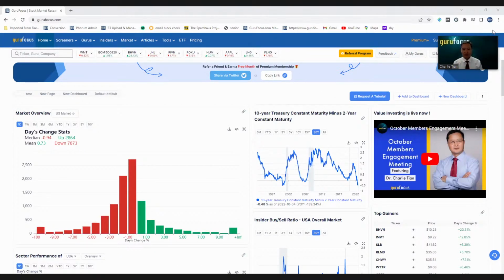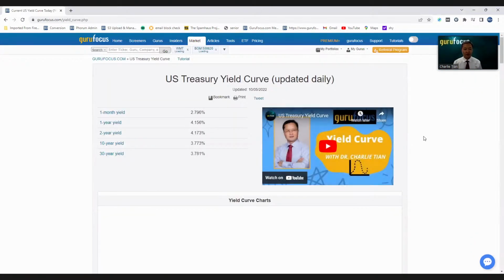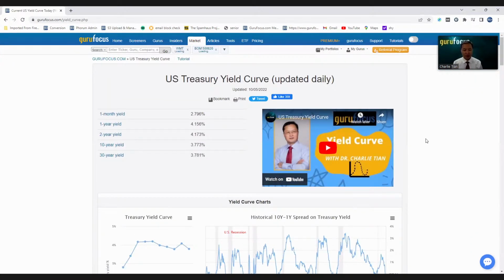And we noticed that many users are now checking the yield curve. The yield curve is here. If you come to our website, here's a menu, and it's under the market menu. We have a US Treasury yield curve page, and this page shows you the yield of US treasuries in different maturities.